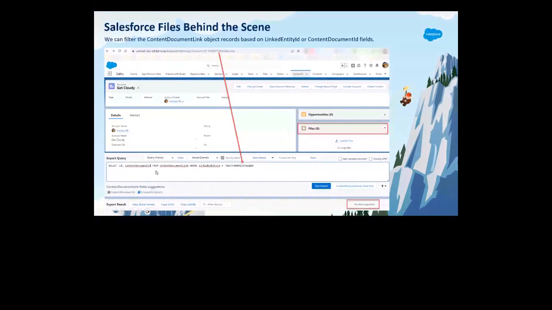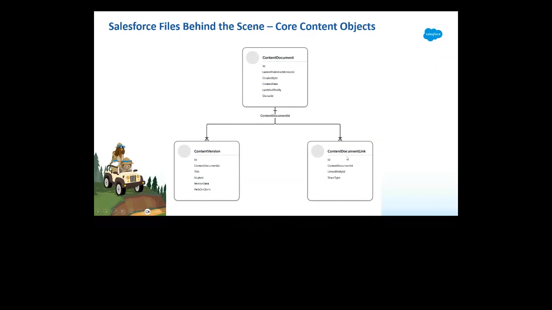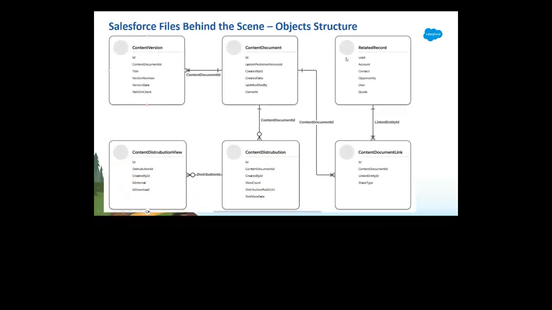The limitation of this content document link is that you cannot query all the records in one query. You always need to pass linked entity ID as a record ID or user ID, or the content document ID, the parent file ID. If I go to the previous screen, let's say if you want to query on the content document link, either you need to specify this related record ID or you need to specify content document ID. So there is a limitation by Salesforce. You cannot query all the records in one go.